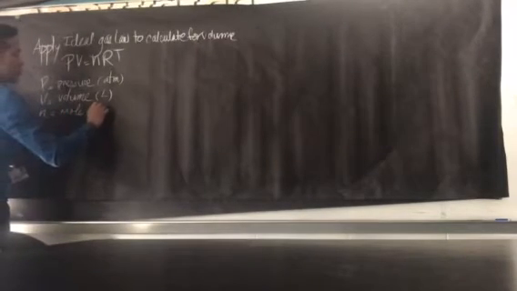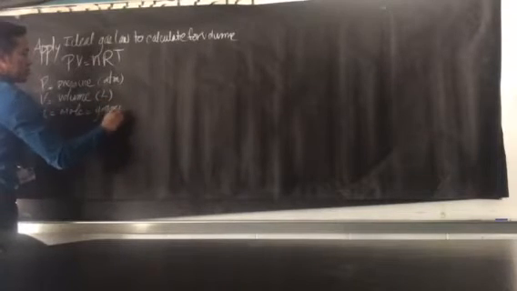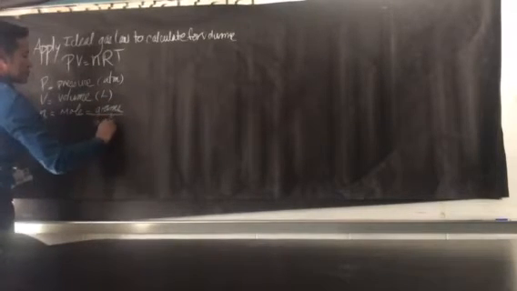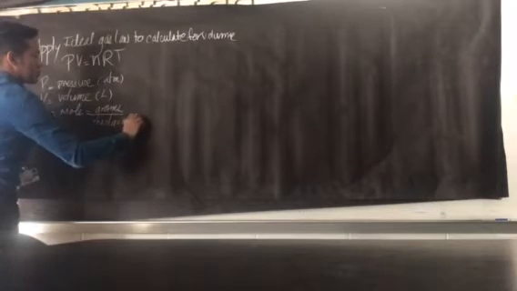And n is the number of moles, which is number of grams divided by molar mass. And then R is always a constant, which is 0.0821, the ideal gas law constant. This number will never change. And T is the temperature. It has to be in Kelvin. So if you are given Celsius, then you just add 273 in order to get a Kelvin temperature.